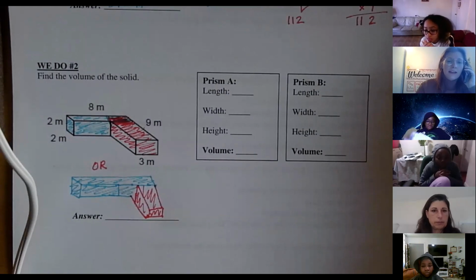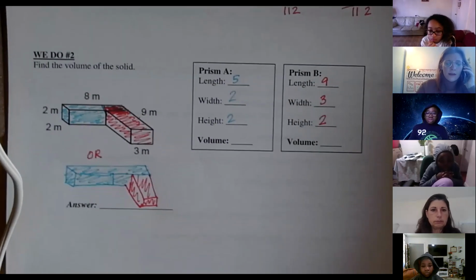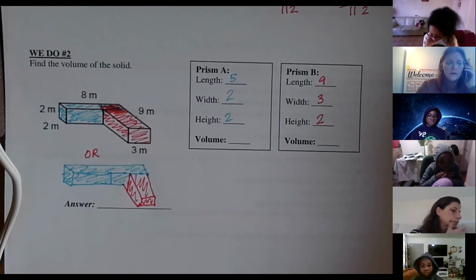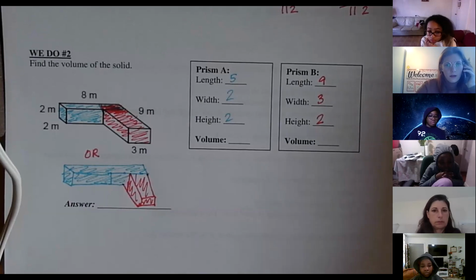Okay, if you did it like Bella did it, these should be your numbers. Prism A is 5, 2, and 2. Prism B is 9, 3, and 2. Let's go ahead and wrap it up by solving.